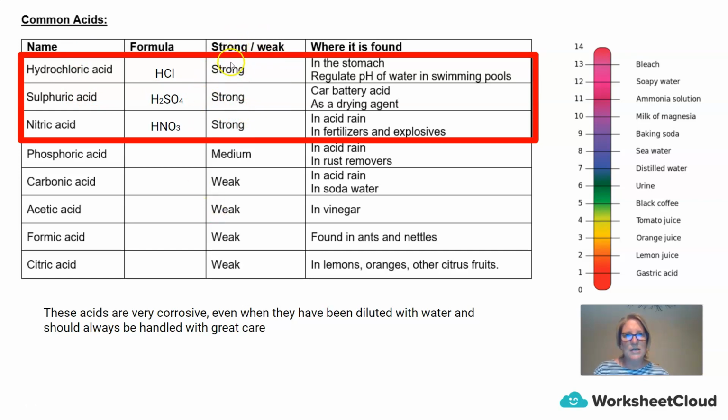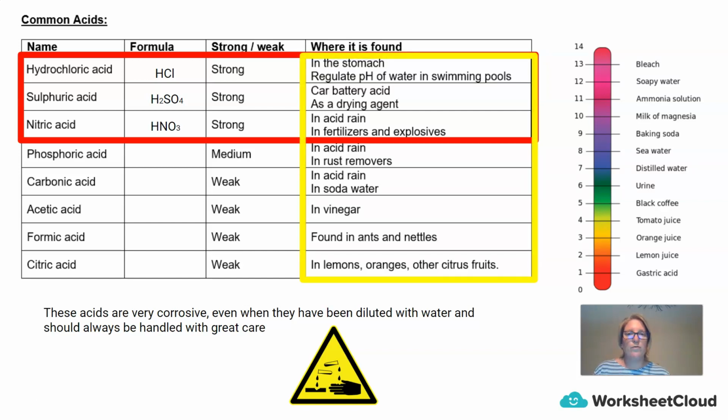So when we have a look at this table, what do we mean by a strong acid, a medium acid, and a weak acid? Well, acids vary in pH from 0 through to 6. So a strong acid would be pH 1, a medium acid 3, and a weak acid 5 or 6. Just to remember, acids are very corrosive, and even when they have been diluted with water, they must still be handled with extreme care.